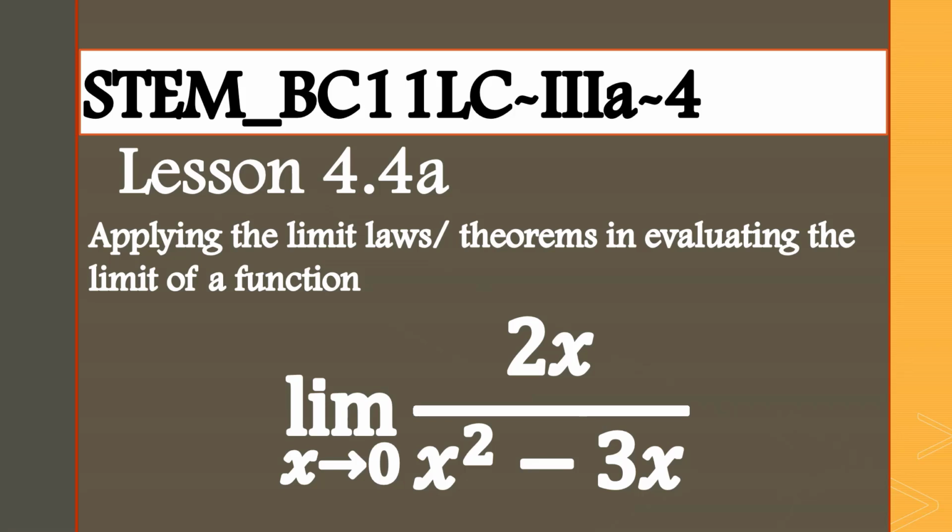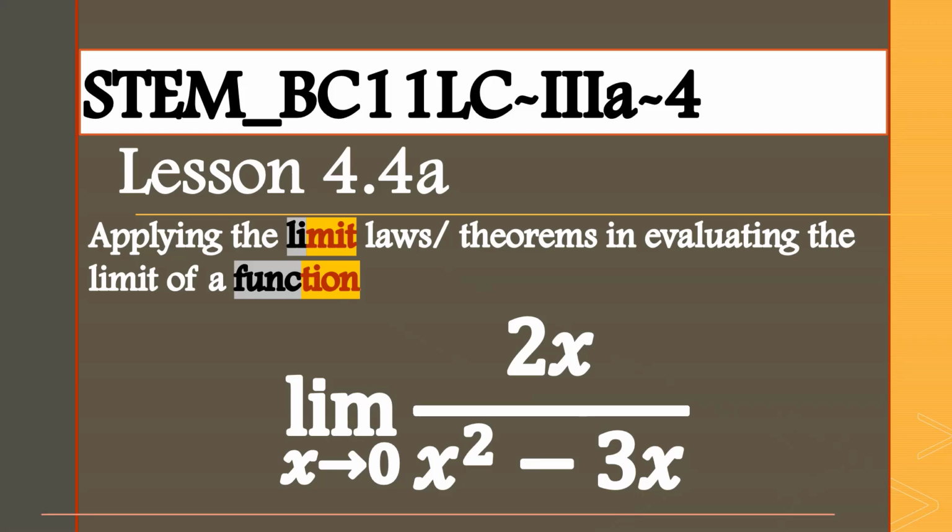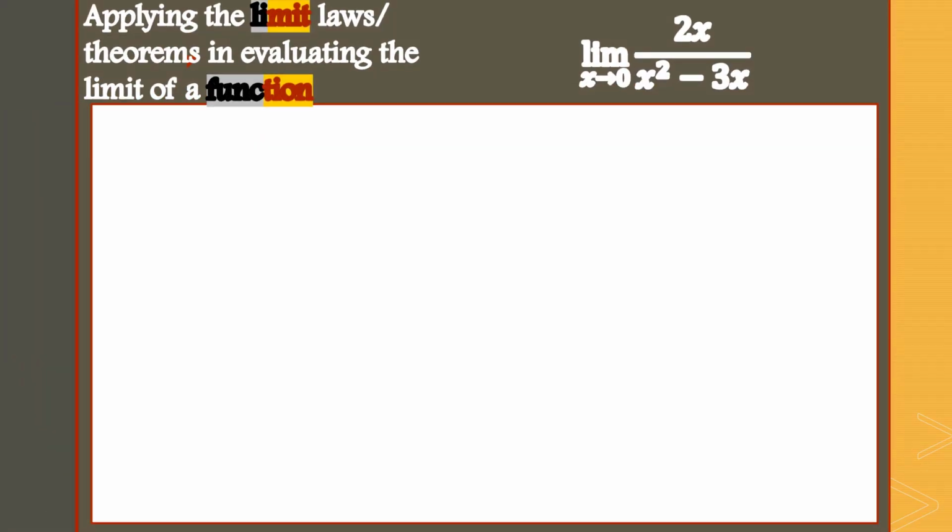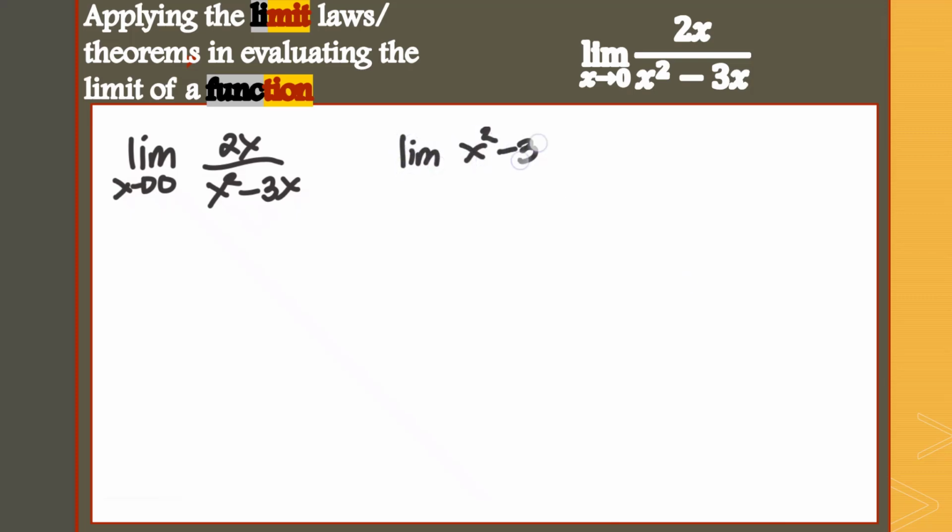Let's evaluate the limit of the given function. Let us have this given expression, the limit of, let's say, 2x over x squared minus 3x as x approaches 0. Now, if you're going to apply the limit theorems we've learned before, you would see that if you substitute on our denominator, the limit of x squared minus 3x as x approaches 0 is 0 squared minus 3 times 0. 0 minus 0 will give us 0, right?